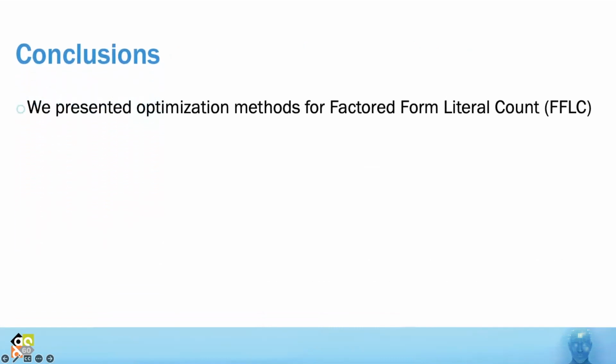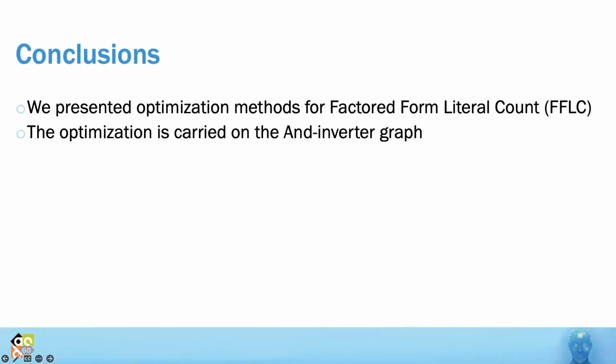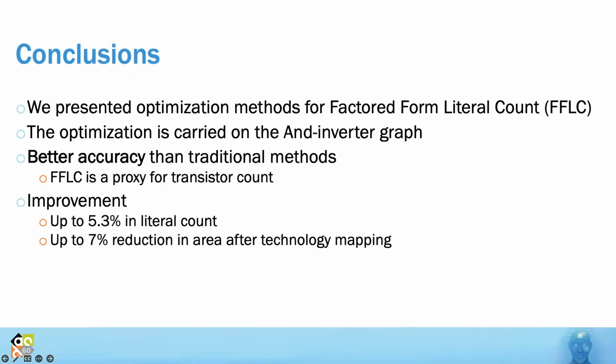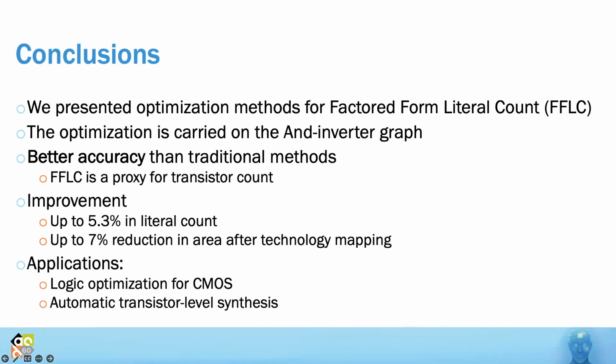To conclude, we presented an optimization method for factor form literal count, and the optimization we propose is carried out on the AND-inverter graph, and as such is really scalable. We provide better accuracy than traditional methods since factor form literal count is a very good proxy for transistor count. We showed an improvement of up to 5.3% in literal count and up to 7% in area after technology mapping. Moreover, we've shown some applications for logic optimization for CMOS and automatic transistor-level synthesis.